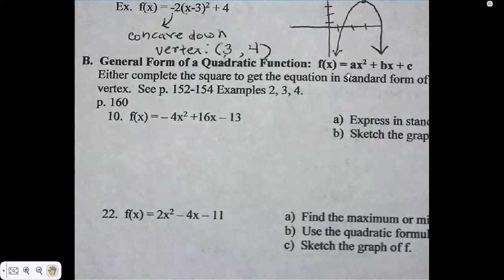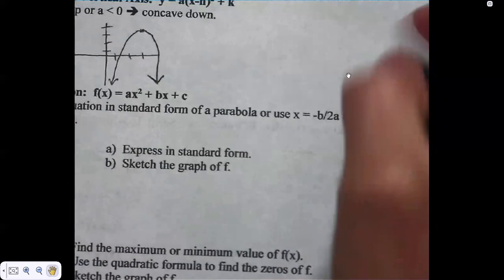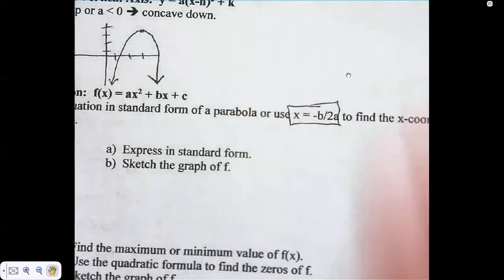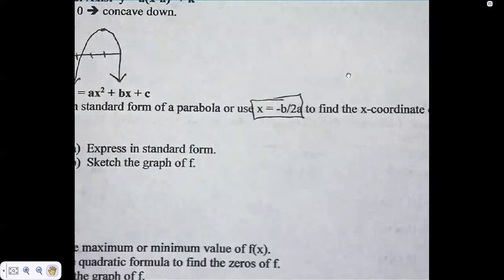Negative b over 2a. Now we could complete the square, but we don't have to. We can use x equals negative b over 2a to find the x coordinate of the vertex. And once we have that, how would we get the y? Like that.